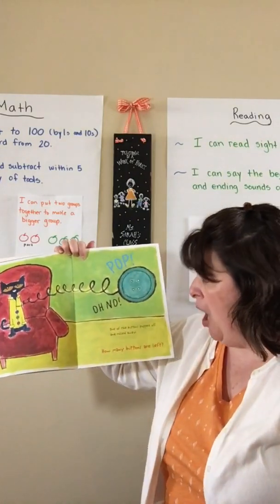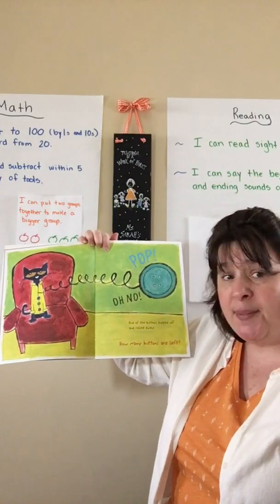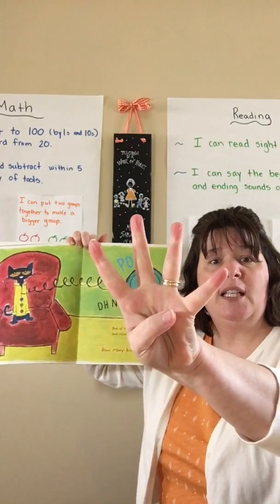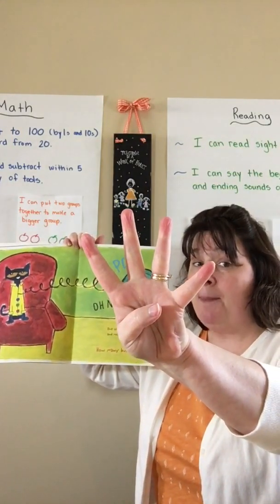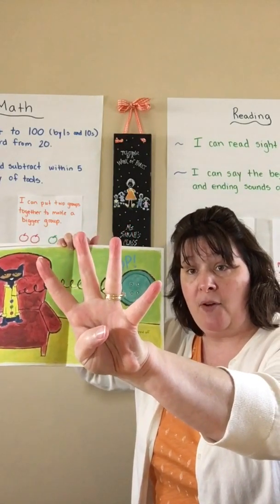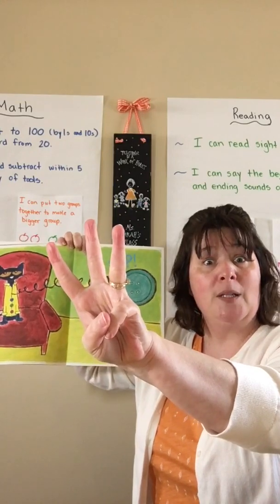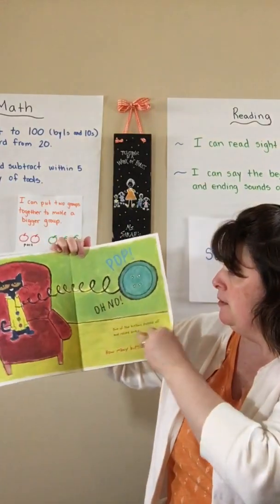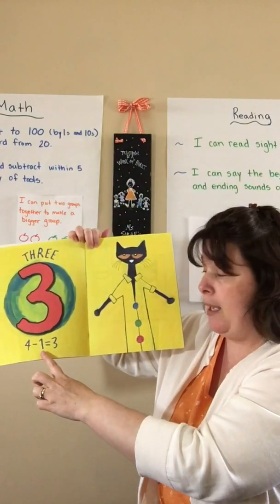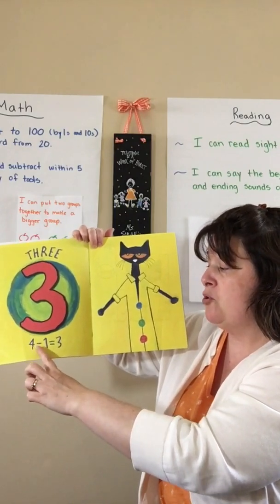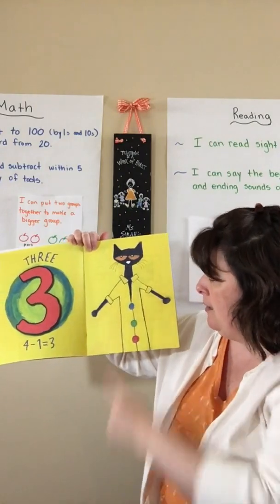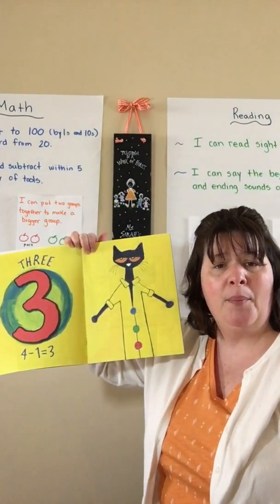Pop! Oh no! One of the buttons has popped off and rolled away. How many buttons are left? He had 4. If one popped off and ran away, that's just like subtraction or taking away from the whole. What's he got left? 3. 4, take away 1, or 4 subtract 1, or 4 minus 1 equals 3. 1, 2, 3. Poor Pete.